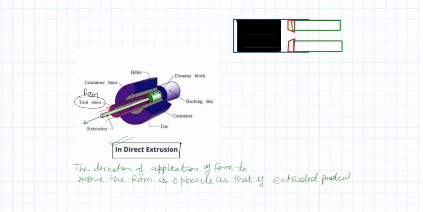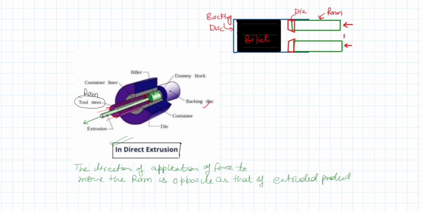Now as we will apply the forces through this ram, let me first name the different parts. So this is the backing disc, which is located here. This is the billet. These are the rams, specially designed rams which have a slot in it, and this is the die.